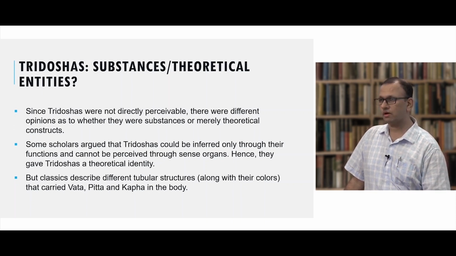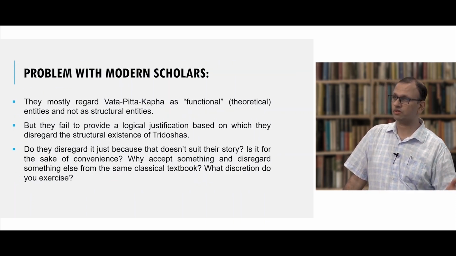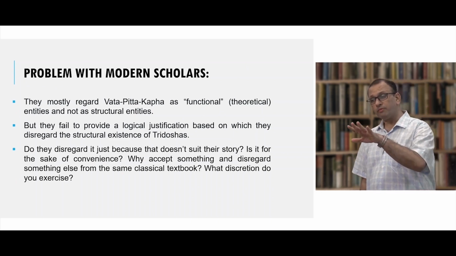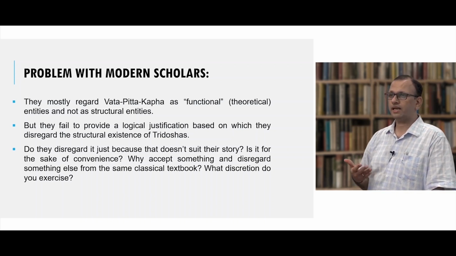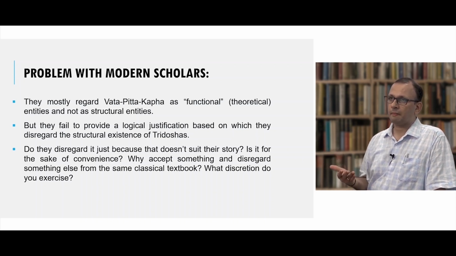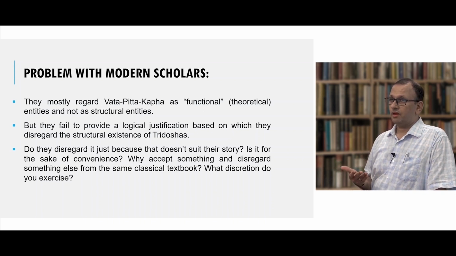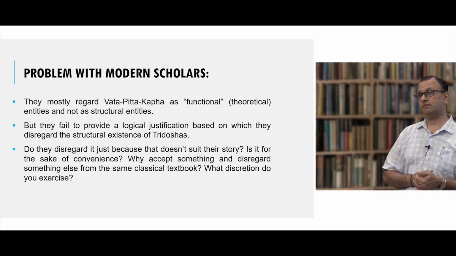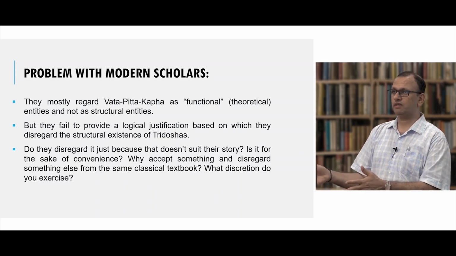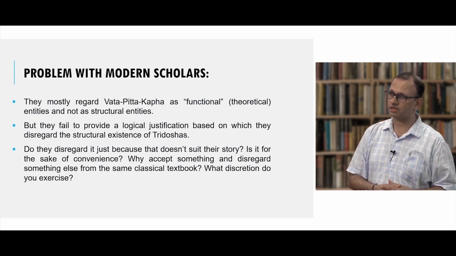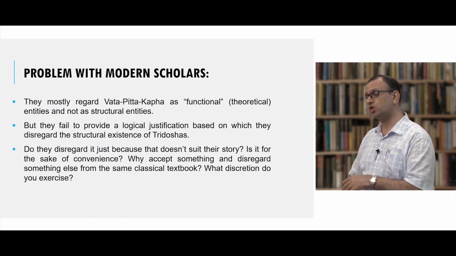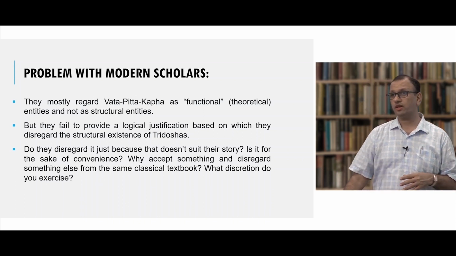Hence, there were some conflicting views within the Samhitas. This is the problem with modern scholars that I have. And mostly they regard Vata, Pitta, Kapha as functional entities or theoretical constructs, and not as structural entities, right? But they fail to provide a logical justification based on which they disregard the structural existence of Tridosha. Because classical textbooks mention even the Vata Vahasira, Pitta Vahasira, and so on. So, do they disregard it just because that doesn't suit their story? Or is it for the sake of convenience?